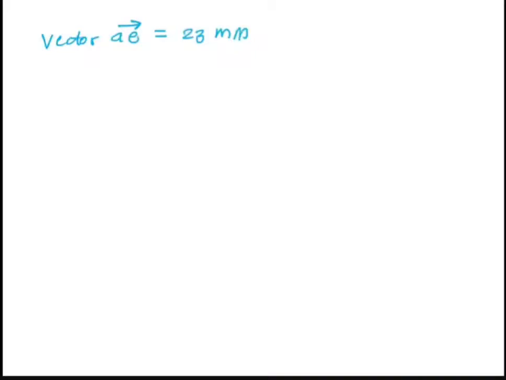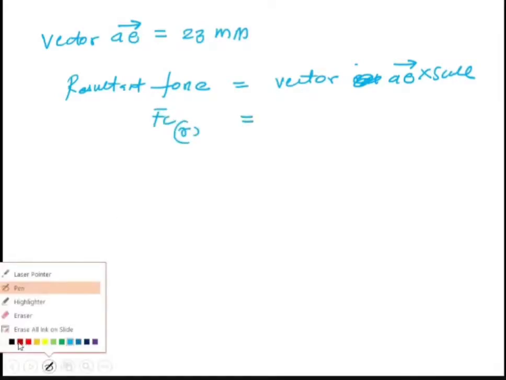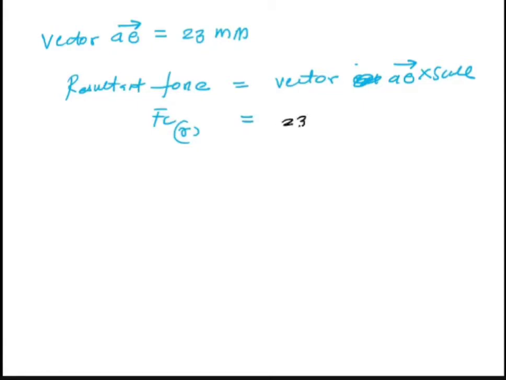So now measuring, I am getting vector AE equal to 23 mm. Now what is the balancing force? First of all, find out the resultant force. Resultant force is equal to vector AE multiplied by scale. Okay, you are getting a resultant force Fc. What is this Fc? Fc is nothing but a resultant force. So I am getting that answer as, vector AE after measuring, 23 mm multiplied by the scale, 1 kg meter. So I am getting this resultant force Fc equal to 23 kg meter.